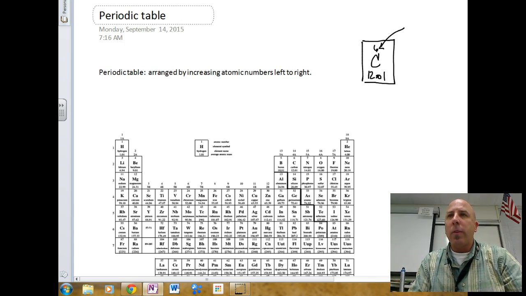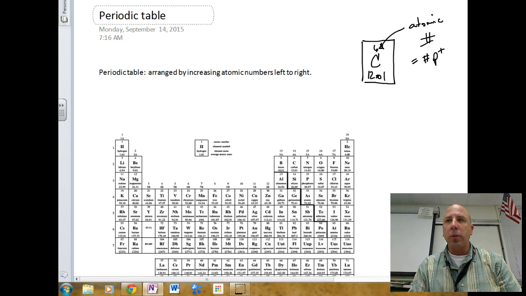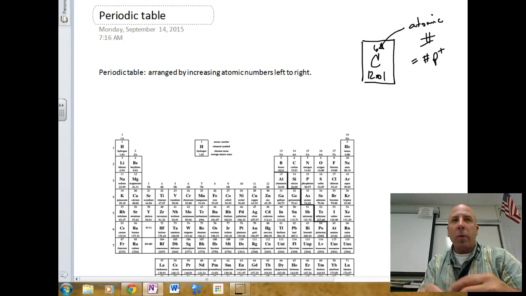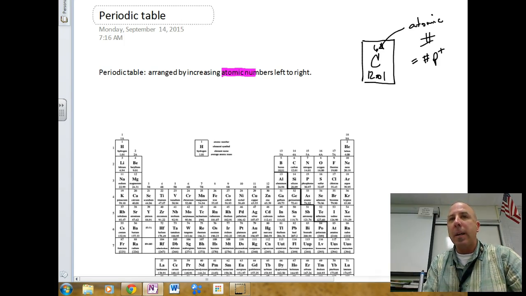Now, the very first thing is we remember that this top number is called our atomic number, and the atomic number represents the number of protons, also the number of electrons in a neutral atom. We have a periodic table in this classroom on the wall, and you have one as well in your binder. If you don't have that periodic table out right now, you should have it out right now. And you'll notice that the periodic table is arranged by increasing atomic numbers left to right.